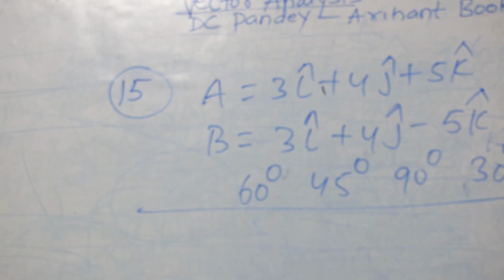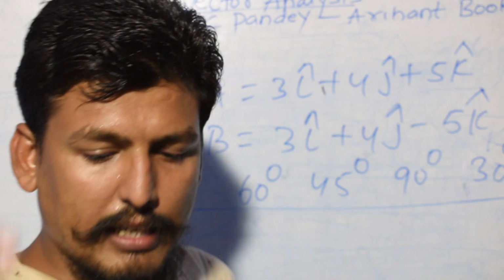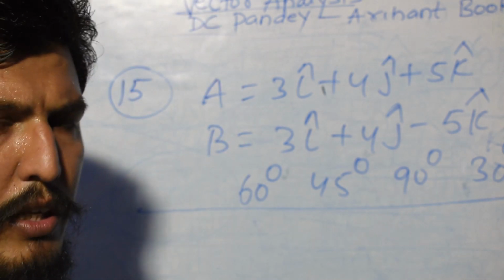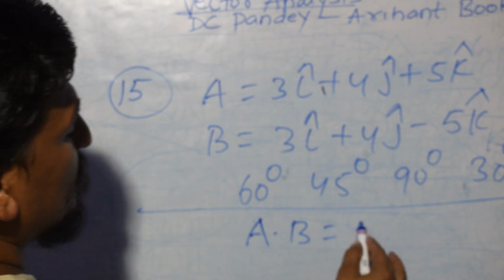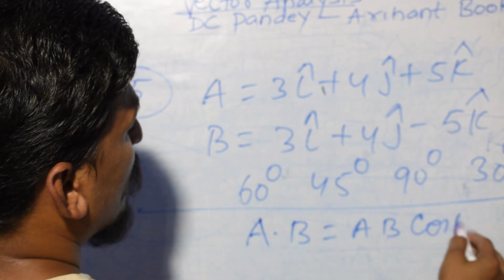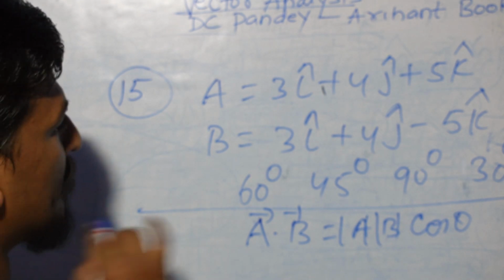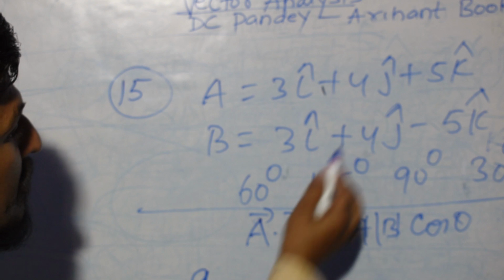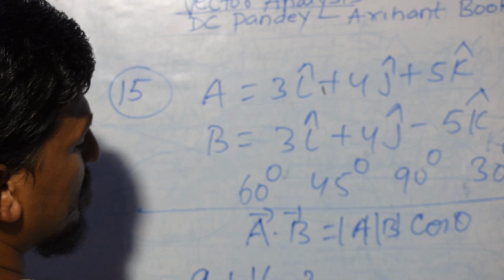Let's calculate. How can you find the angle between these two vectors? You have two methods. One method is via dot product, and one method is via cross product. Dot product is very simple, so let's move to dot product. A dot B is AB cos theta. This is the magnitude, and this is the vector. Now again, dot product can be calculated as 3 into 3, 9. 4 into 4, 16. Minus 5 into plus 5 is minus 25.